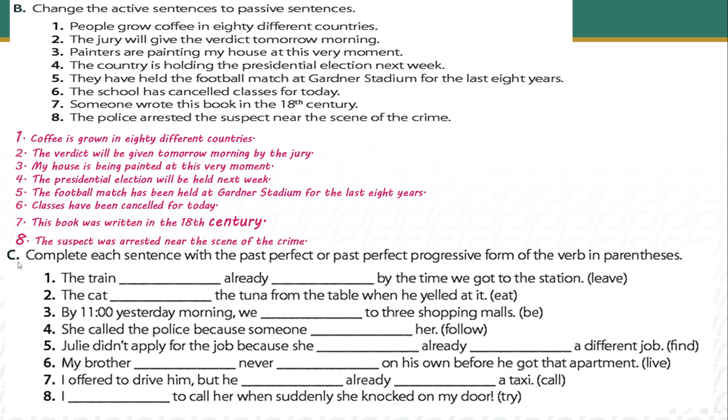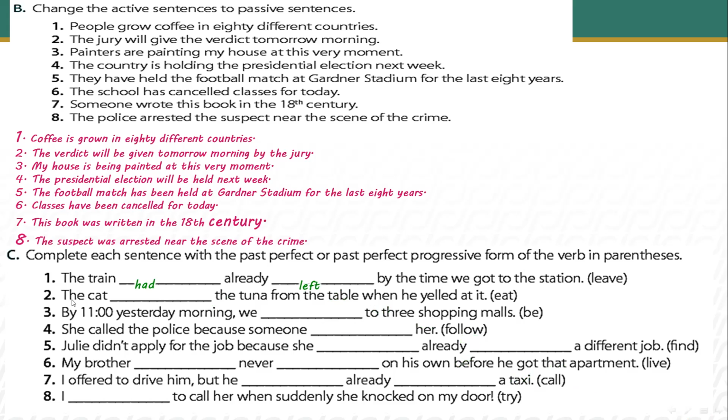Let's move to exercise C. Complete each sentence with the past perfect or past perfect progressive. To remind you, the past perfect is had plus past participle. The past perfect progressive is had been plus verb ing. The train had already left by the time we got to the station, and the verb is leave. So the answer will be had already left.